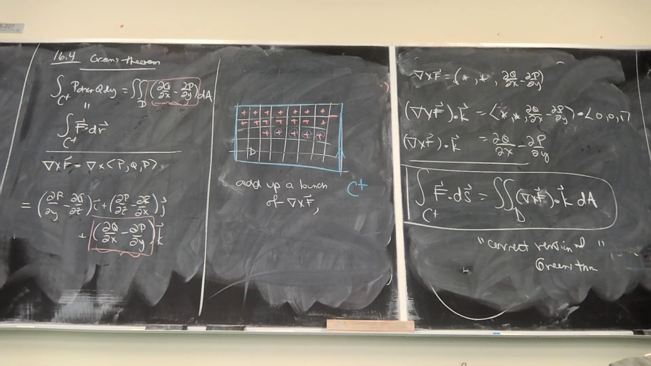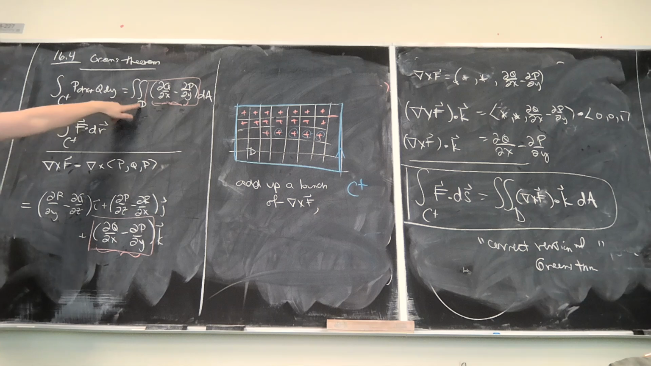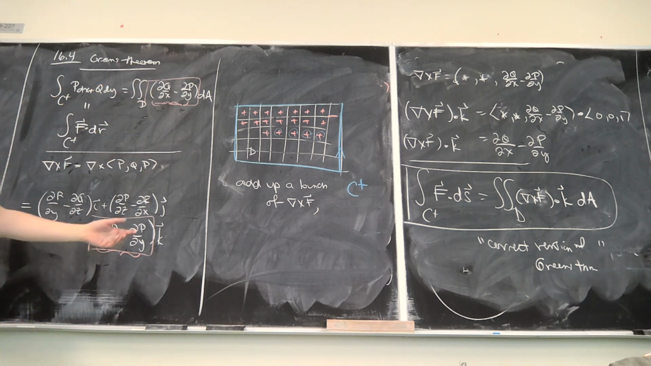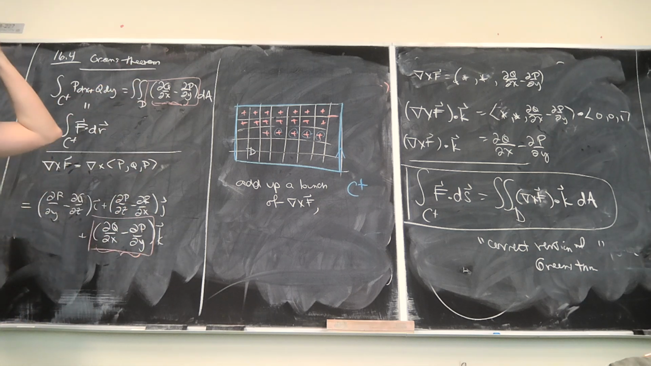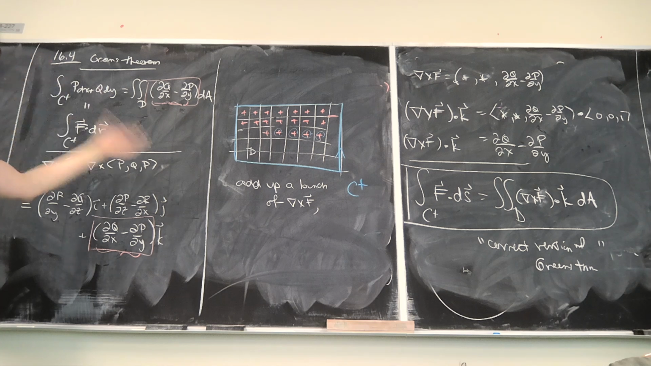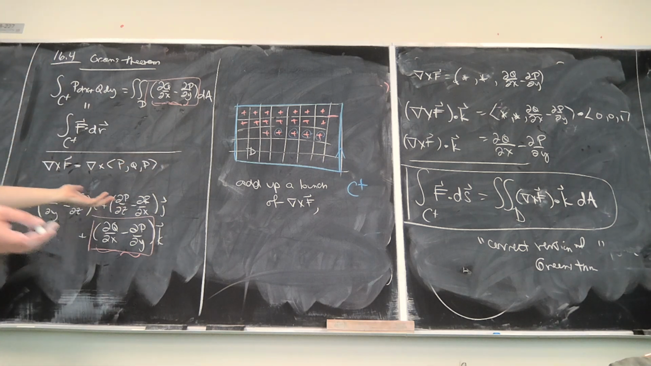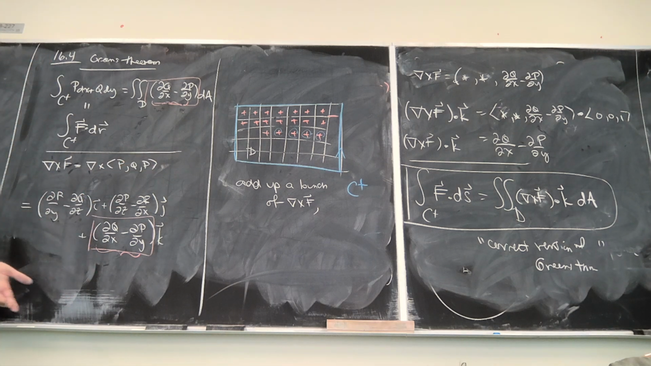Okay, so if you buy this picture about rotation, that's the way I even remember Green's theorem. I don't remember Green's theorem except like, okay, what am I actually doing? A circulation on the boundary is equal to the sum of the rotations in the interior. I don't need to memorize the theorem because I know the principle.